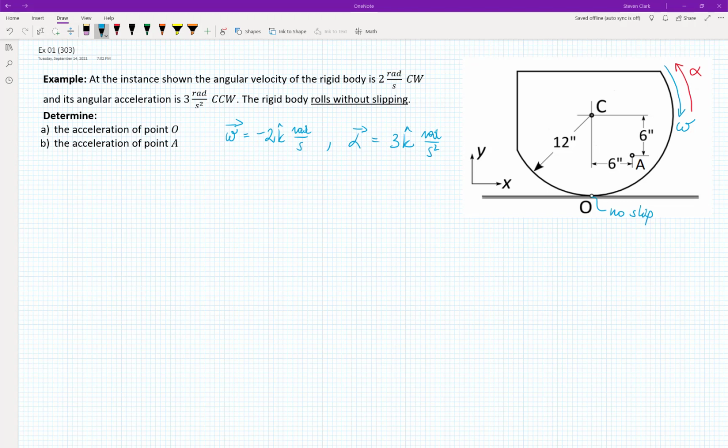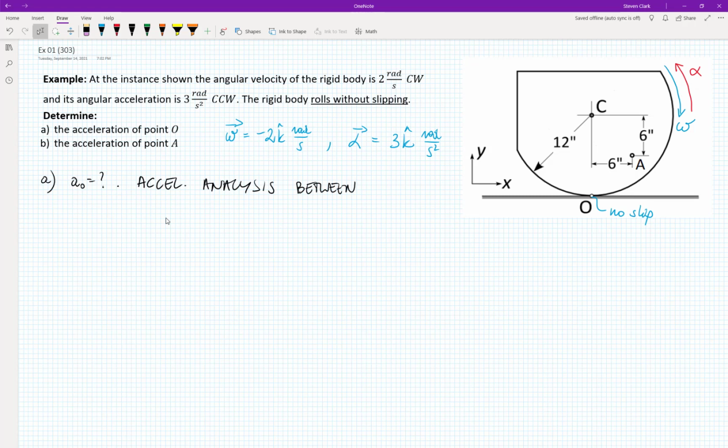Okay, I think that we can start our solution. So let's solve for the acceleration of point O. In order to do so, I would like to do acceleration analysis between a certain pair of points. Maybe one of you would like to join the discussion and tell me which pairs of points you would choose in order to find the acceleration of point O. Anybody?